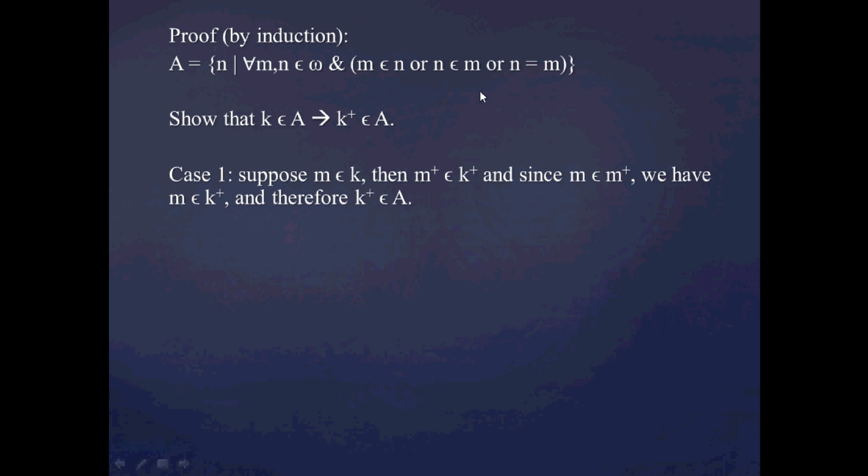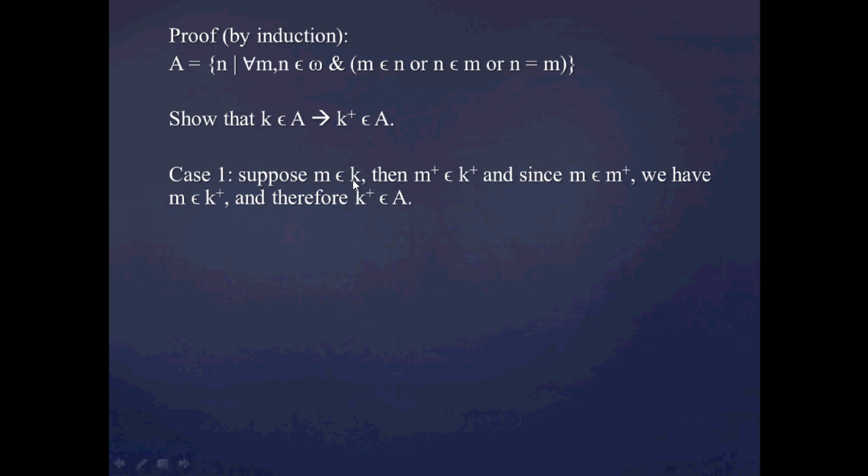So now we're going to show that second step of a proof by induction, that k is in A implies that k plus is in A. And this is the same set we were considering before. So we're going to suppose that k is in A. So now we have three cases: m is in k, k is in m, or k is equal to m. So let's take that first case.